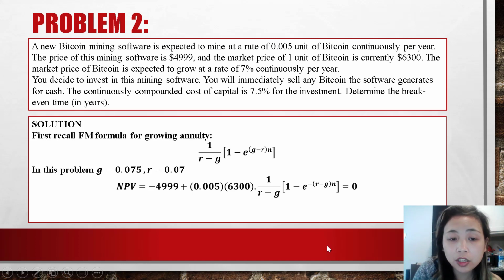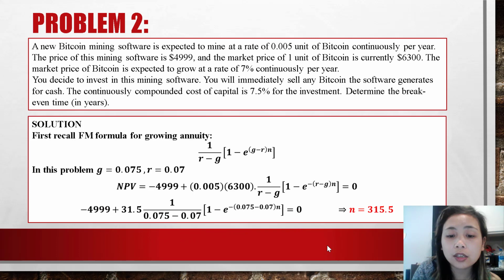And from here, g is 0.075 and r is 0.07. We solve for n. So n here should be 315.5, which means the break-even time in years should be 315.5.